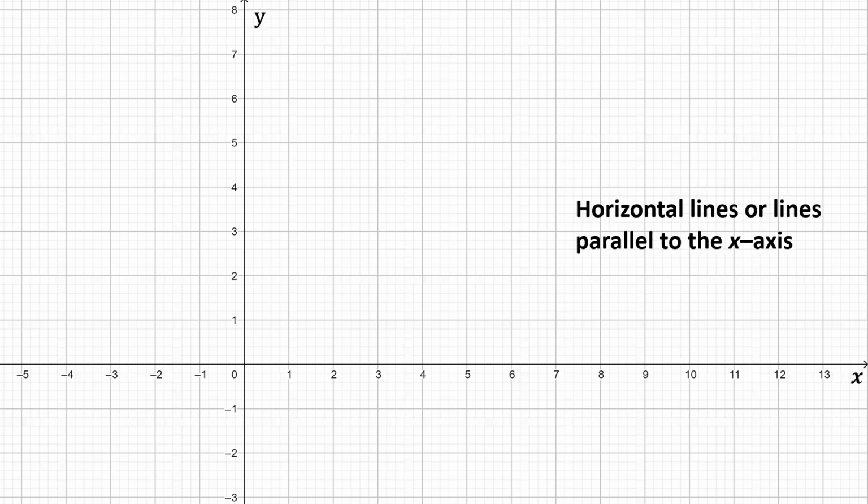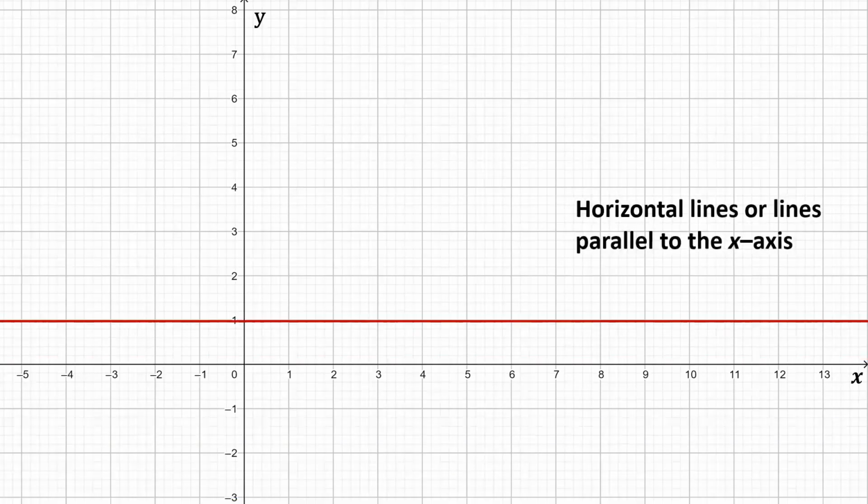Let us consider equations of horizontal lines or lines parallel to the x-axis. This is an example of a horizontal line crossing the y-axis at 1. If we plot different points on the line, we'll observe that the y-coordinate of each point is same as the point where the line crosses the y-axis. That is, in this case, 1. Therefore, the equation of the horizontal line is y is equal to 1.